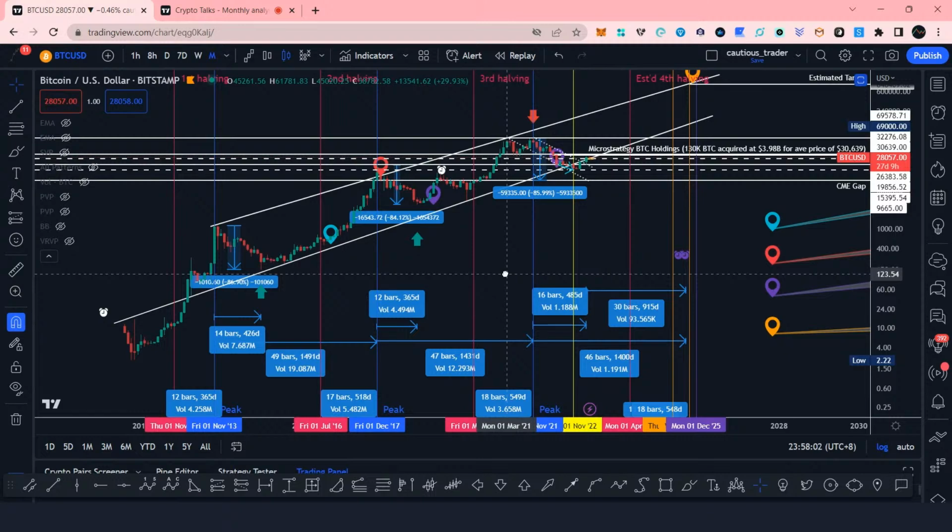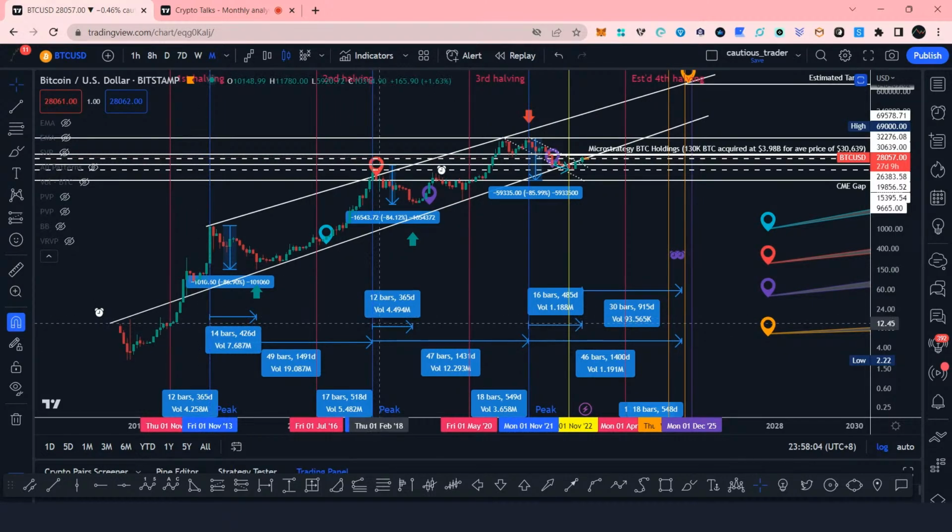The blue lines are actually what I use for the 4 year period. So I'm expecting more or less a risk off point around October to December 2025 as the end of the possible bull market.